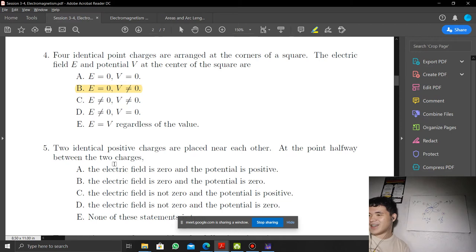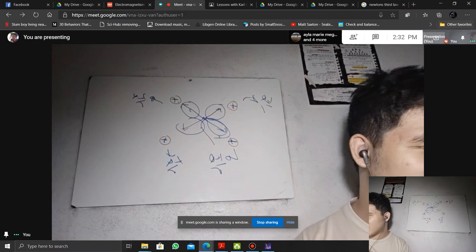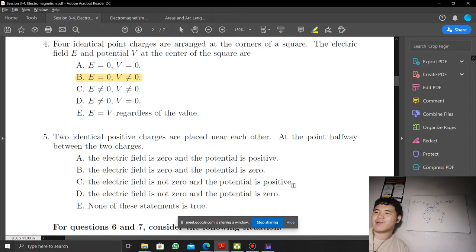Okay, sige. Sa lesson natin ngayon, it's always important to try to draw and visualize the figure, no? Kasi it's the only easy way to answer these kinds of problems. Kahit na hindi tayo mag-compute, we can imagine what's happening or going on, no? Sige, let's try number 5. I'll just draw the figure.